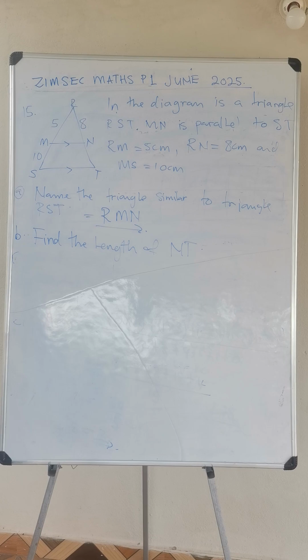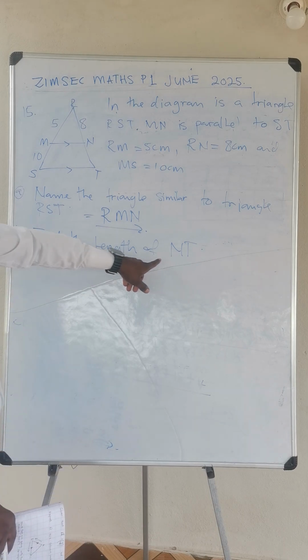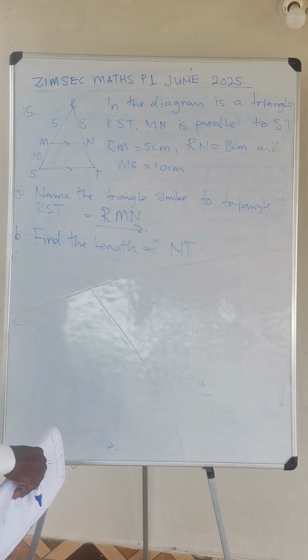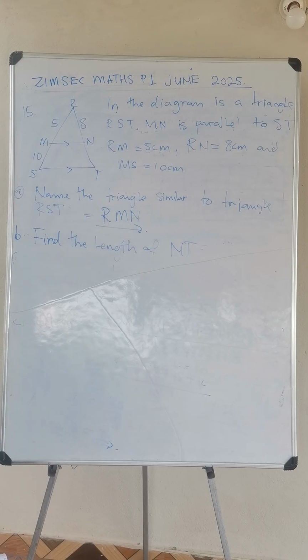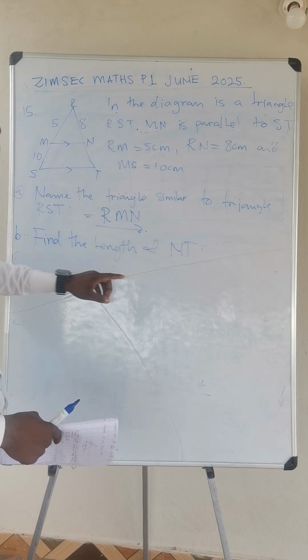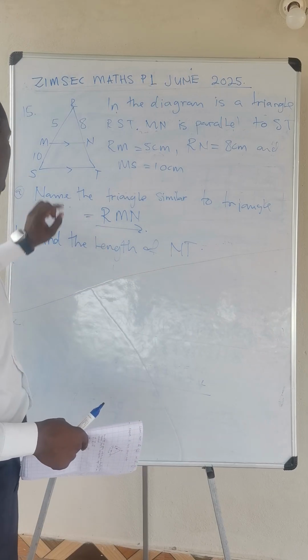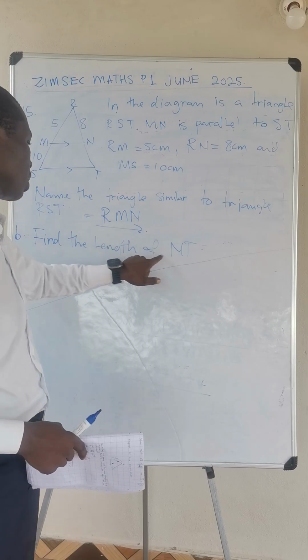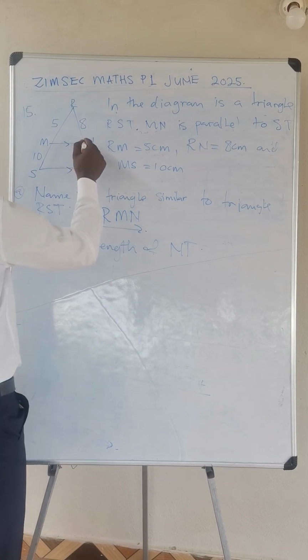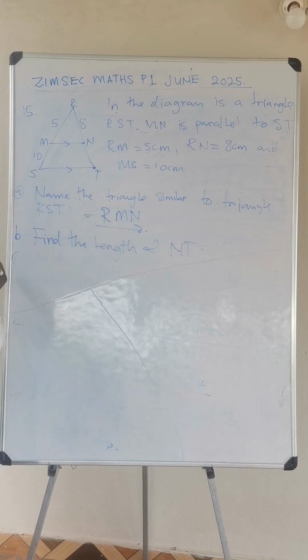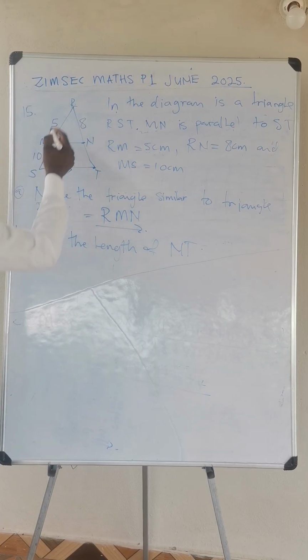Okay, so to find the length of NT, we have to use the rules of similarity. Here you know these ratios, the ratio of this side will help us to find the length of the unknown side, or unknown part of this triangle. So we have to find the length of NT, which is this one, but we can get this length by using the similarity.